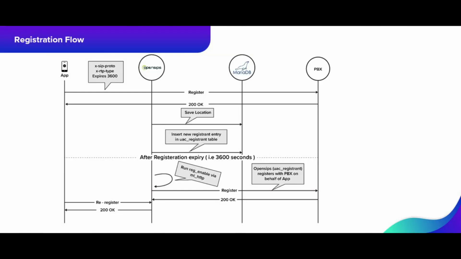Okay, so let's look at the registration flow. The application sends a register request to OpenSIPS. OpenSIPS forwards the request to the PBX. The PBX sends back 200 OK. Now when OpenSIPS receives 200 OK, it will insert the data of that subscriber into the database of the USC Registrant. When the registration expires, in this case after 3600, OpenSIPS will send a registration request to the PBX. After that, all the subsequent re-registration requests which OpenSIPS gets from the application are not relayed, because OpenSIPS will stay registered on behalf of the application.